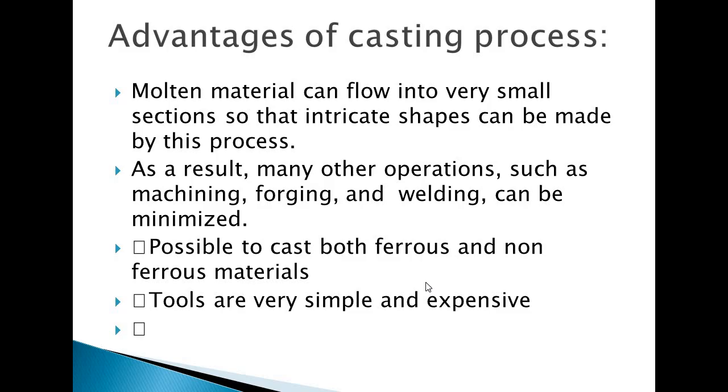Then, as a result, many other operations such as machining, forging, and welding can be minimized. Because we are preparing the parts from casting, a lot of machining is not required. When we go by the conventional process on a lathe machine, VMC, or CNC machine, a lot of machining is required, and a lot of material goes to waste by removing the material. But because of the casting process, very little material needs to be machined, and it does not require much forging or welding. So these are the number of processes that we are going to minimize.